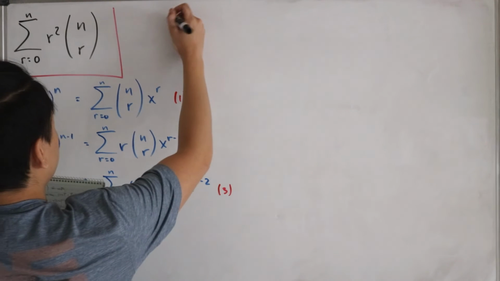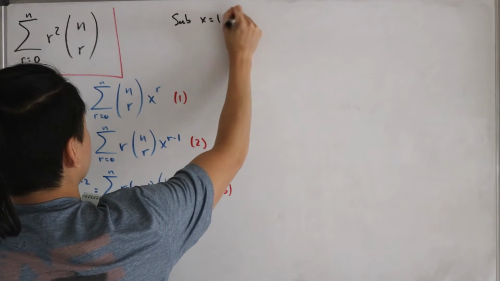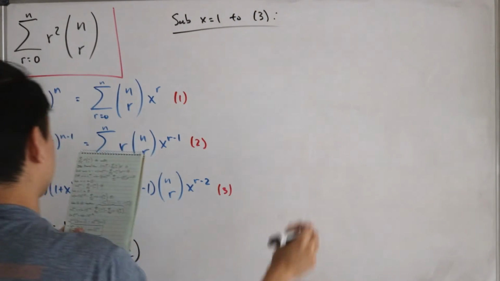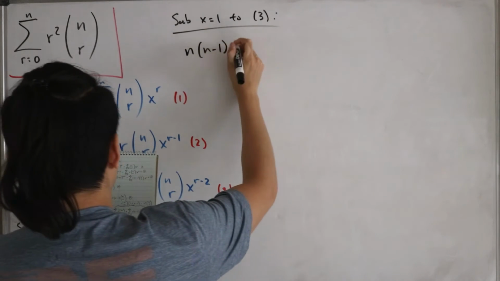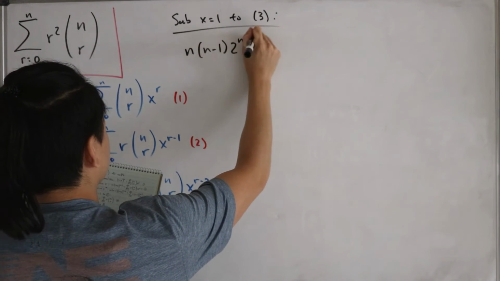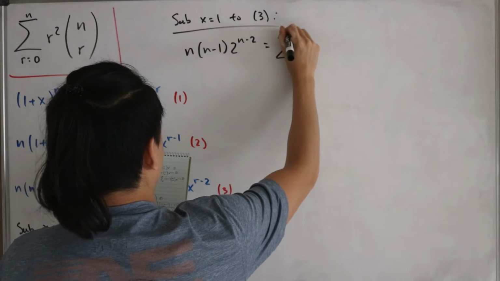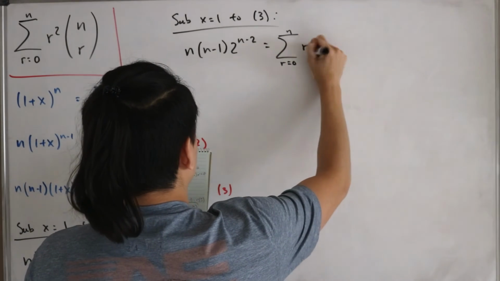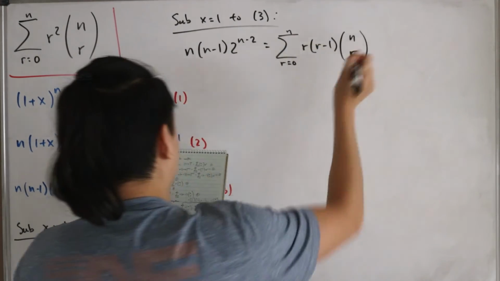Now the next thing I'll do is substitute x equals 1 into equation number 3. What that will yield is n times n minus 1 multiplied by 2 to the power n minus 2. And we're going to set this equal to, doing the same thing, the sum from r equals 0 to n of r times r minus 1 times n choose r.